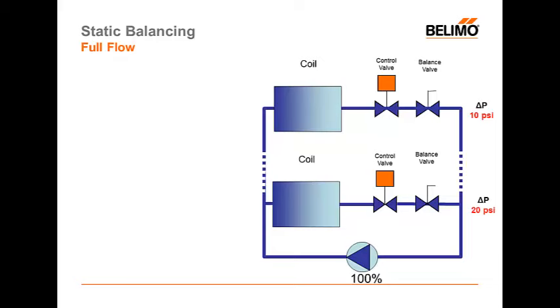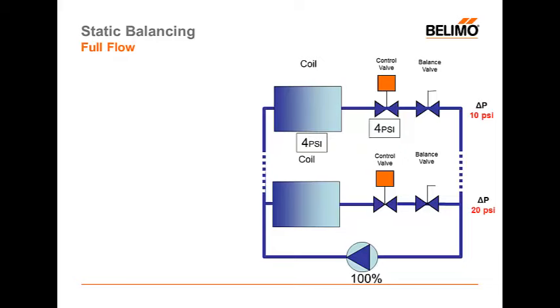Across the loop. So even though these two branch runs may be identical in that they contain the same coil, same balancing valve, and same control valve, they're going to see drastically different behaviors just because of their location within the facility. Okay, so when we balance the far loop, we're going to say that that's a 4 psi coil and that the control valve was properly sized at 4 psi.